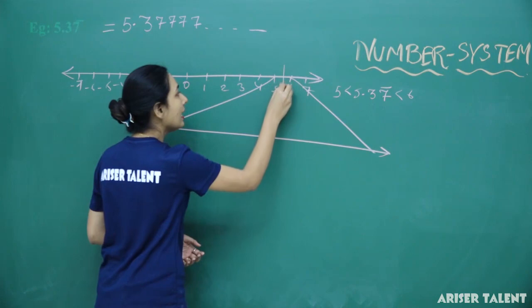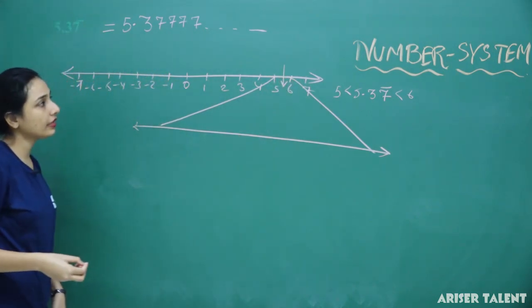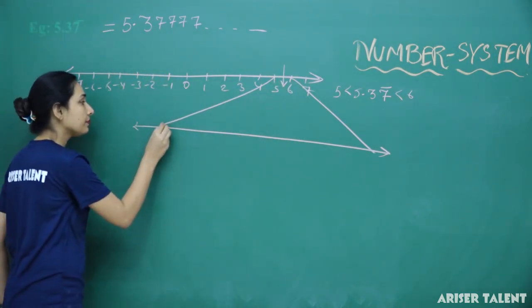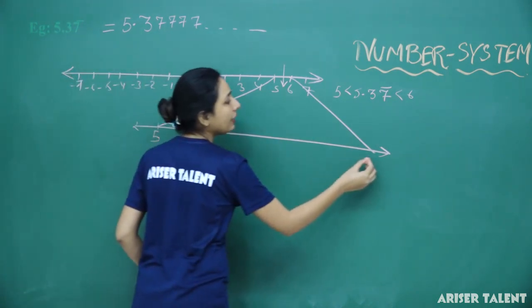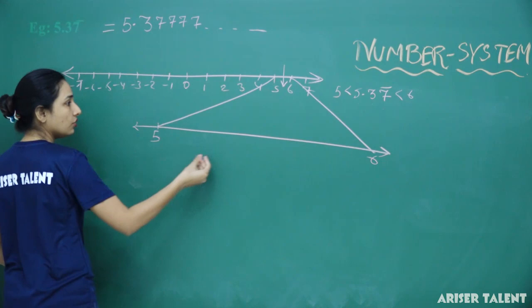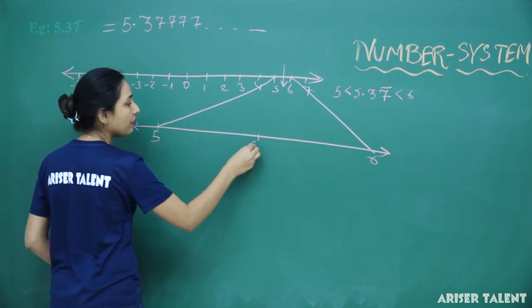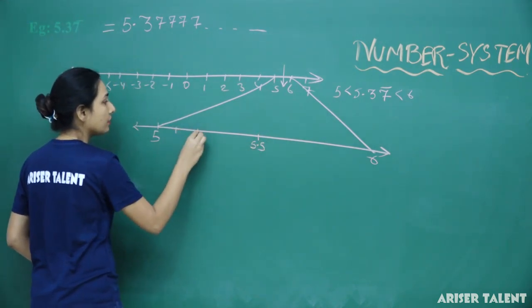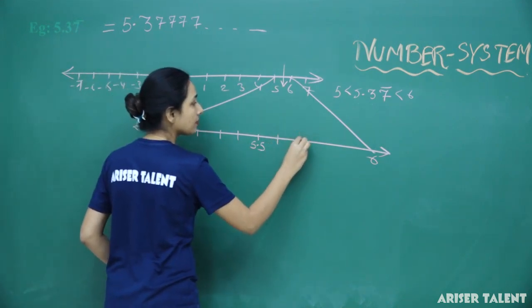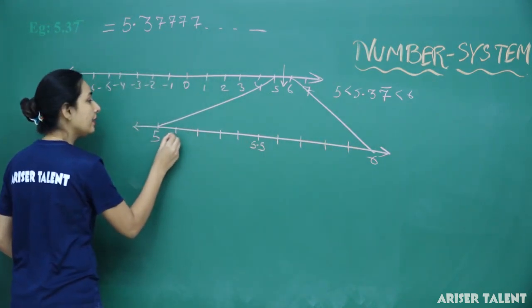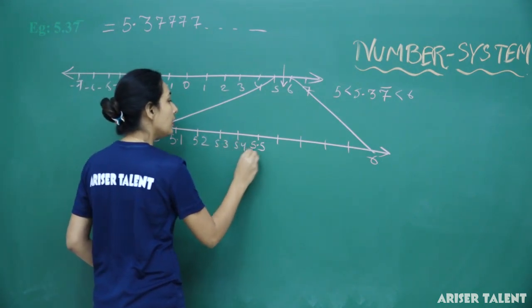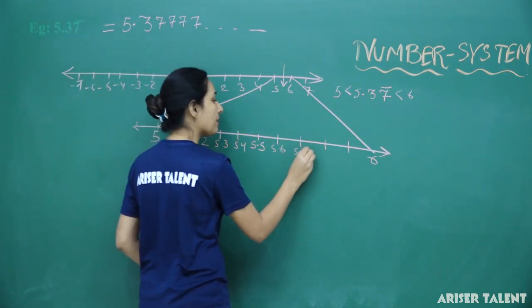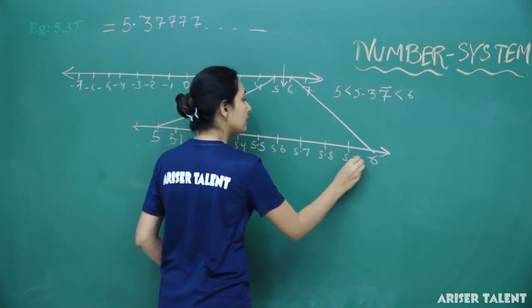Okay, this will lie somewhere between here. So that will be your 5 and that will be your 6. So the mid is here, so that will be 5.5. Simply 5.1, 5.2, 5.3, 5.4, 5.6, 5.7, 5.8, 5.9 and the 6 here.